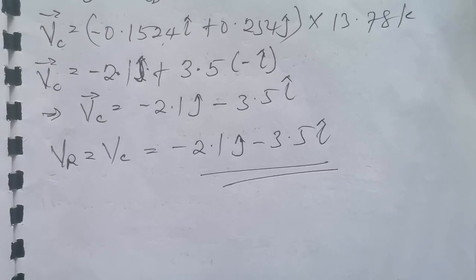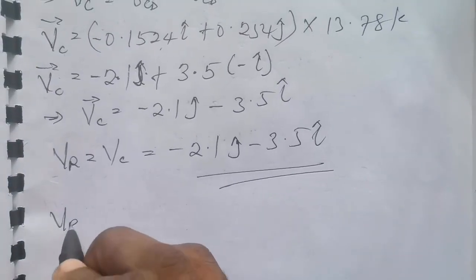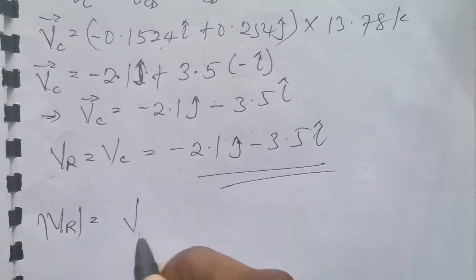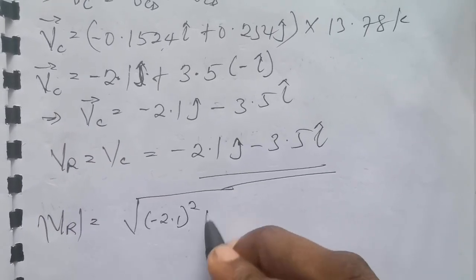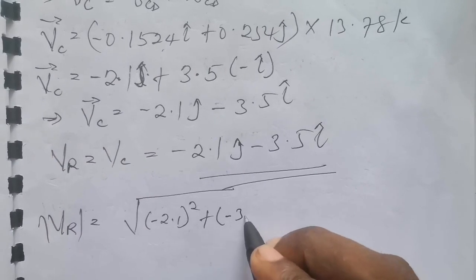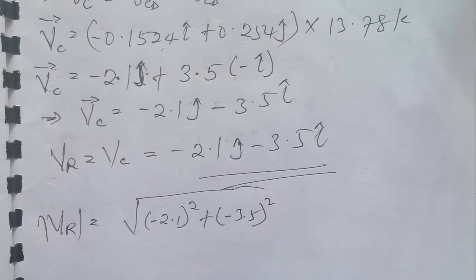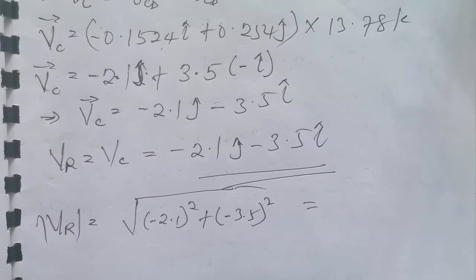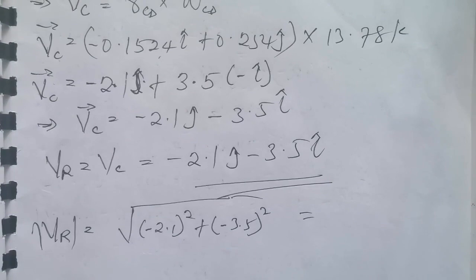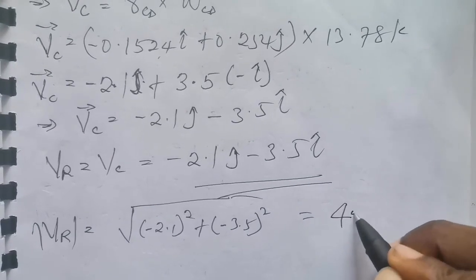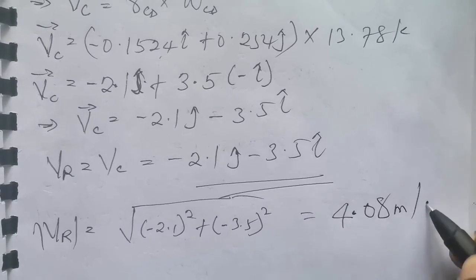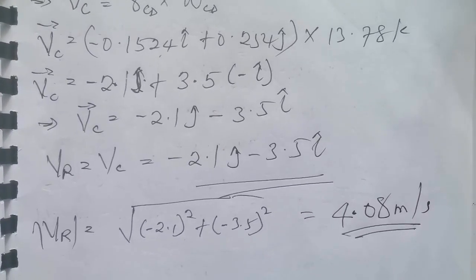To find the magnitude of that speed, the magnitude of V arrow is simply the square root of minus 2.1 all squared plus minus 3.5 all squared. If you do this, you obtain a value which can be termed the magnitude. So let's do it and see. In terms of magnitude, we have the velocity of the rack to be 4.08 meters per second. So that is the velocity of the rack.